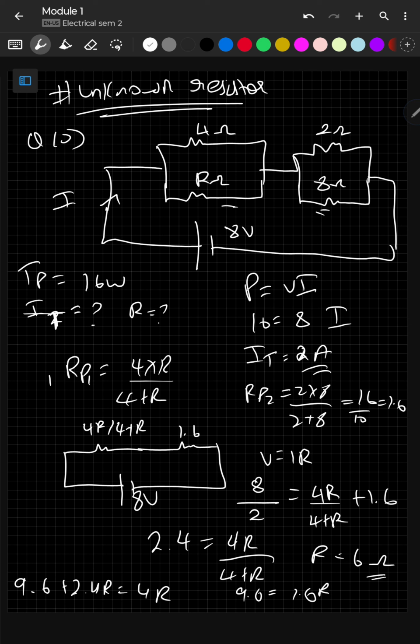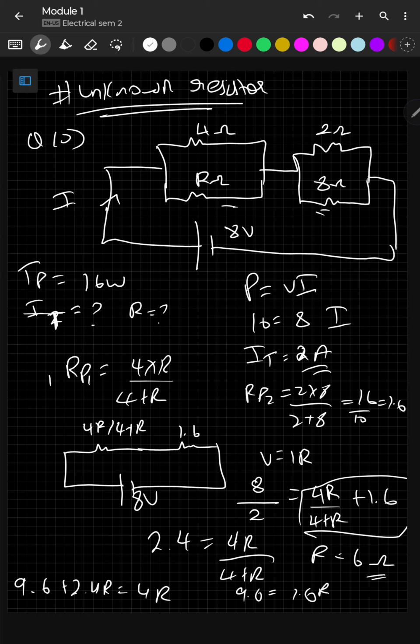Basically, this is a series, right? So that's why I added this. V equals IR, so that's why I wrote 8 by 2. Was it understandable? You can use P equals V squared by R formula also, because it is the total power formula. This also you can use. I just chose this.